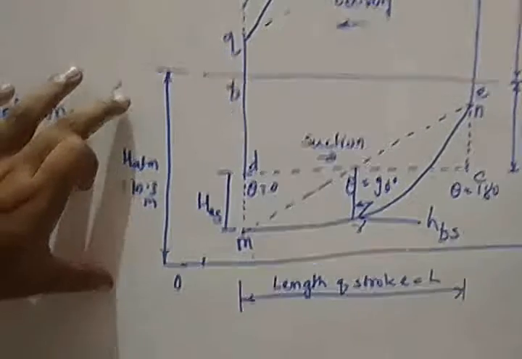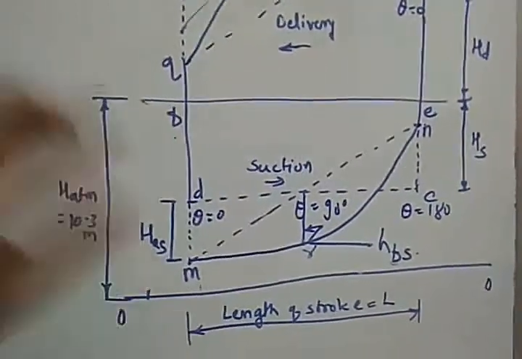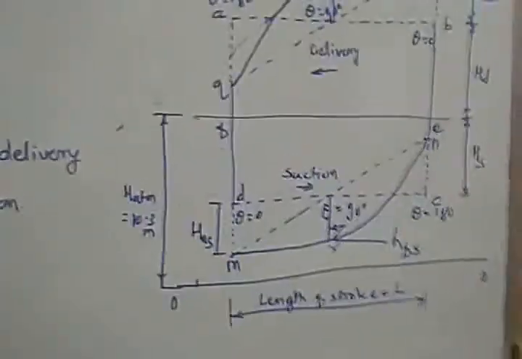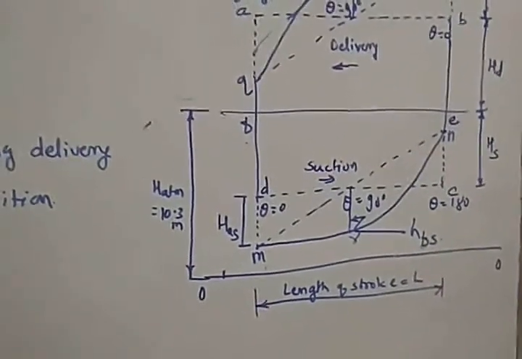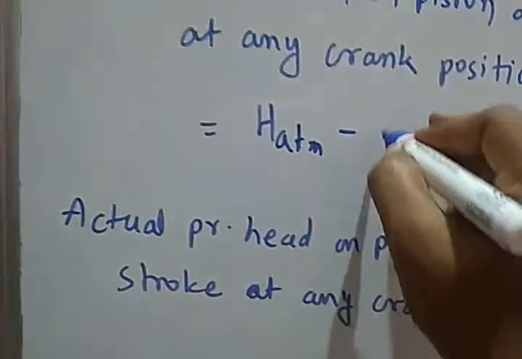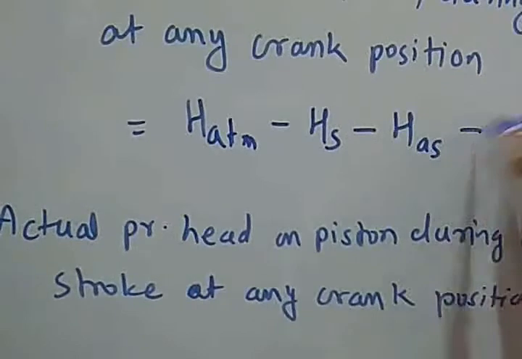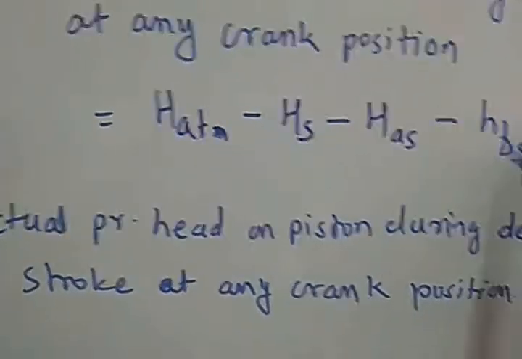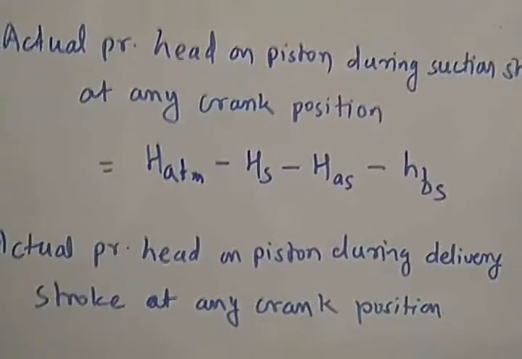So here it is H atmospheric minus HS minus HFS minus HAS. That is the actual pressure head on the cylinder. So H atmospheric minus HS minus the acceleration head minus the frictional head. This is the actual pressure head on the piston during suction.